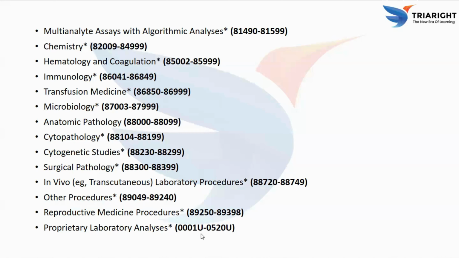And proprietary laboratory analysis. So the code ranges are 0001U to 0520U. So these include the unit tests which are developed by specific labs and CMS recognized proprietary assays. So these are generally listed under category 2 CPT codes.